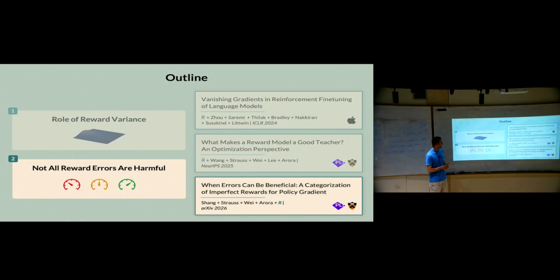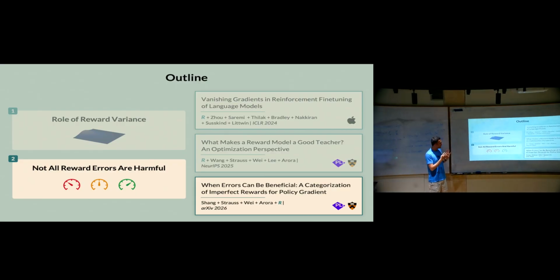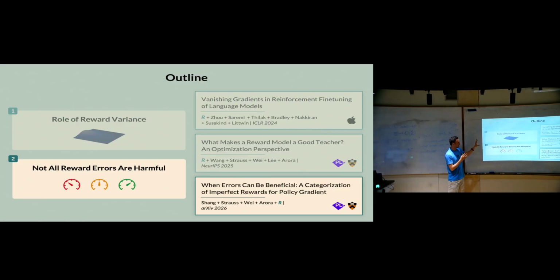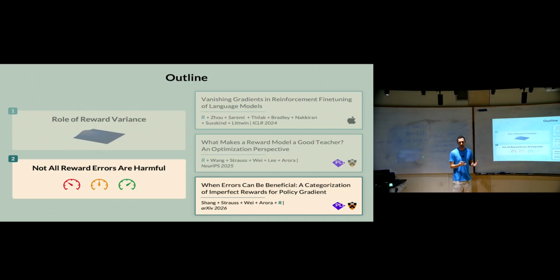Now what I'd like to talk about is based on another, recent paper, which was led by Shuning Shang and Hubert Strauss from Princeton. This is going to talk about how, aside from reward variance, which gives us a necessary condition on what makes a good reward function, it's also important to notice that not all deviations from the ground truth reward are the same.